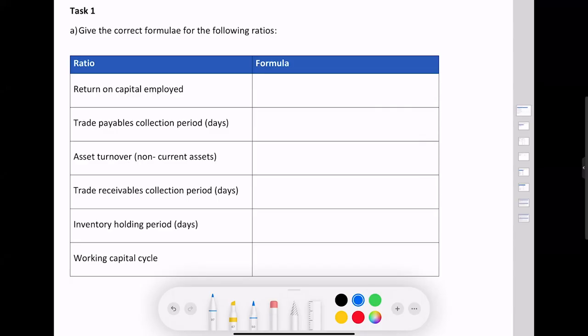Excellent. Right. Okay, so let's have a look at task one. For this one, it just says give the correct formula for the following ratios. So we'll work through each one and we'll just have a little bit of a chat about what they mean and how they're calculated. So the first one we've got is return on capital employed. And to work this out, all we do is take our operating profit and divide it by our capital employed. So let's get that in.